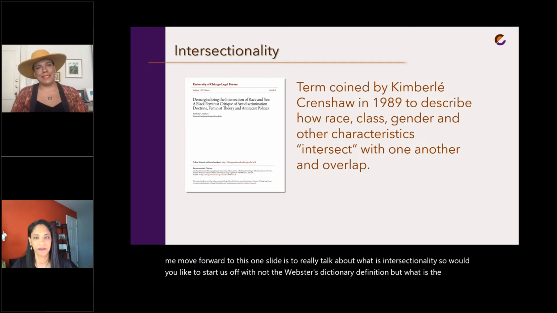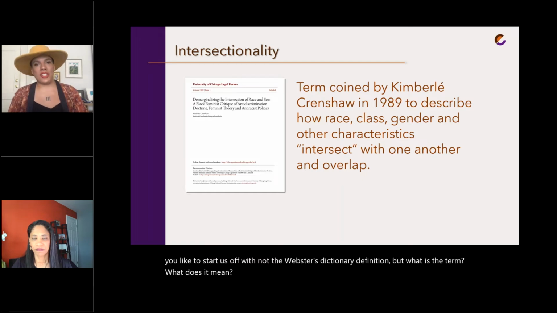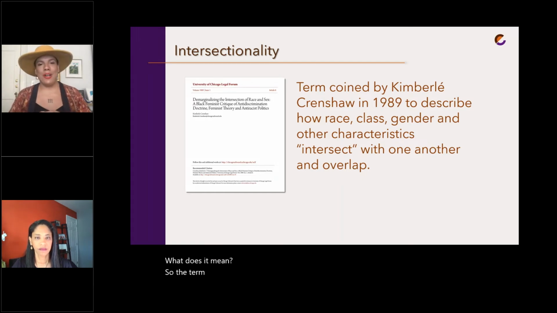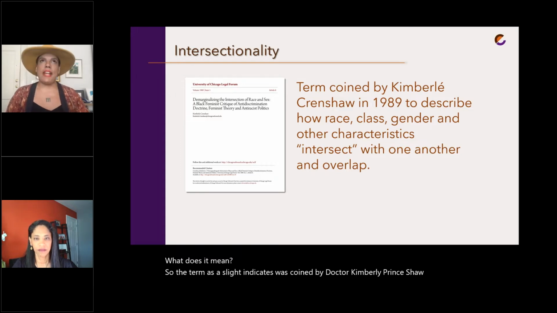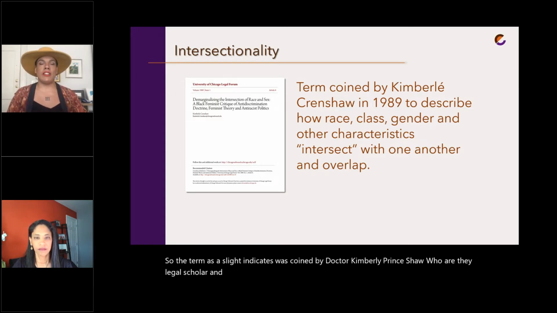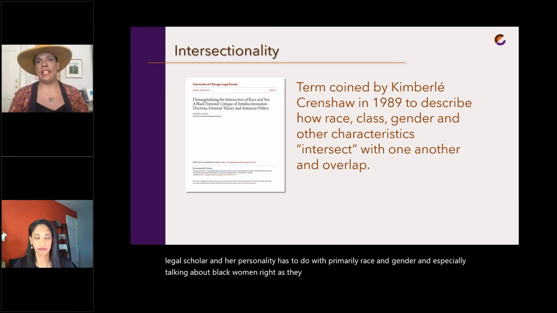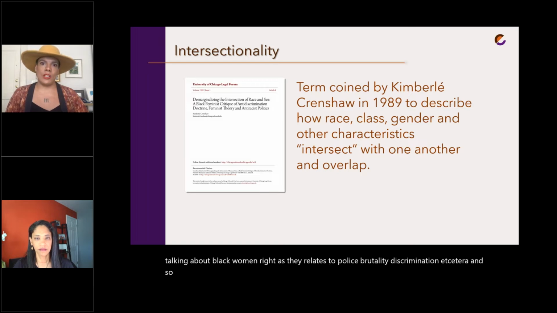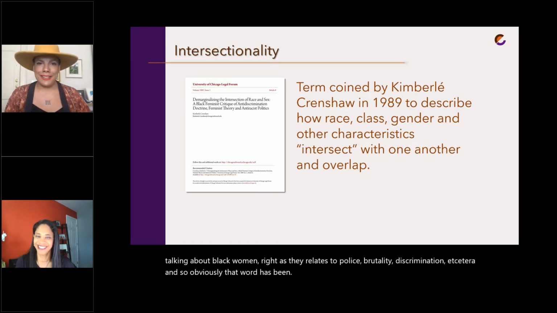Yeah, so the term, as the slide indicates, was coined by Dr. Kimberly Crenshaw, who is a legal scholar, and her theory around intersectionality had to do with primarily race and gender, especially talking about Black women, right, as it relates to police brutality, discrimination, etc. And so obviously that word has been expanded on.